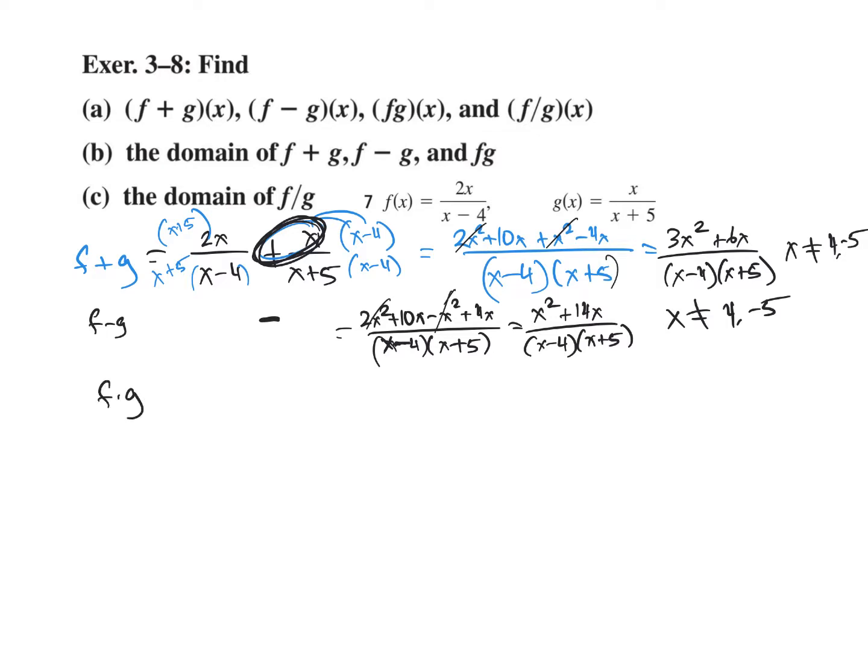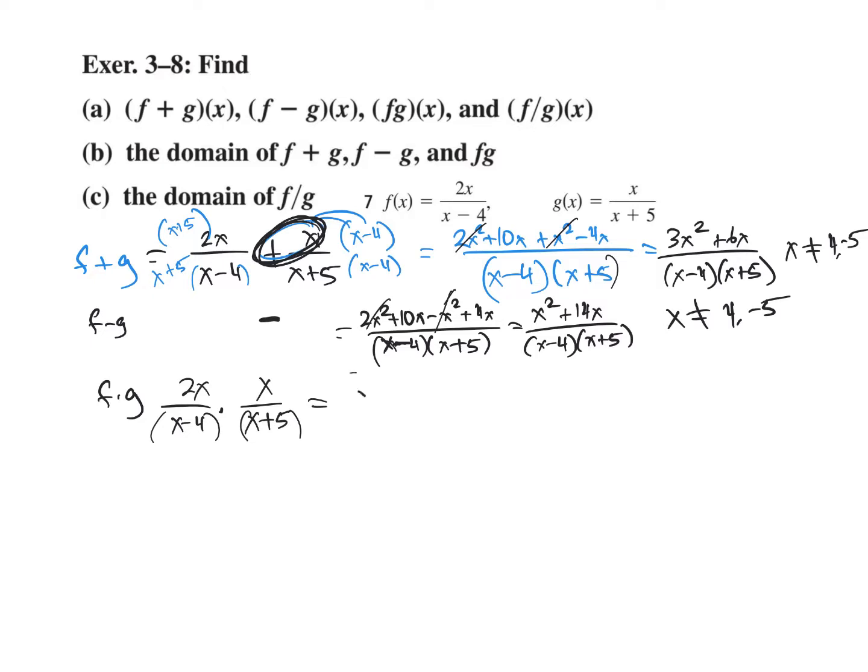This is a bit crazy, so now you have to multiply 2x over x minus 4 times x over x plus 5. So the domain is still the same thing. You have to look at the problem at the beginning and at the end. So your domain, for number 7, you still can't have 4 or negative 5. But let's see what happens when you multiply these all together.